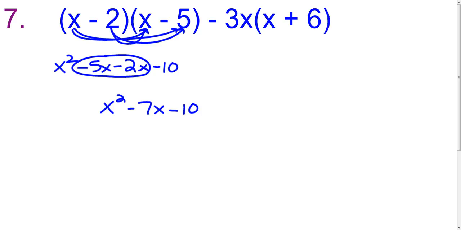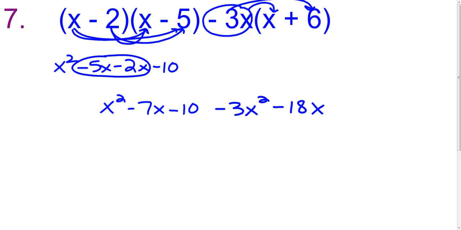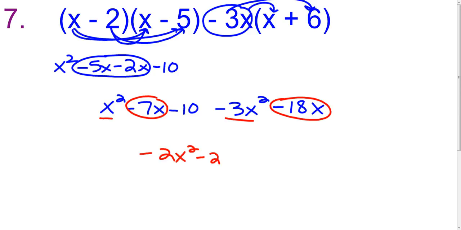Okay, then I need to take this negative 3x and distribute it through. So negative 3x times x would be negative 3x squared, and negative 3x times 6 would be negative 18x. And now again, you need to combine your like terms, and you're going to start with the biggest exponent, which in this case would be my x squared term. So I have 1x squared and negative 3x squared, so that's negative 2x squared. And then my x term would be negative 7x and negative 18x to make negative 25x. And then you have this negative 10.